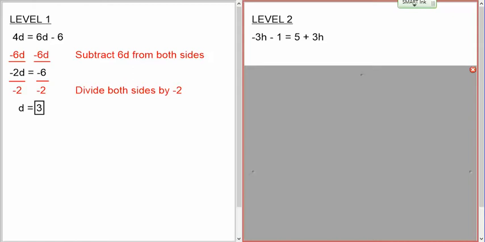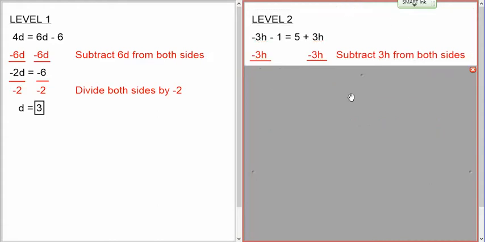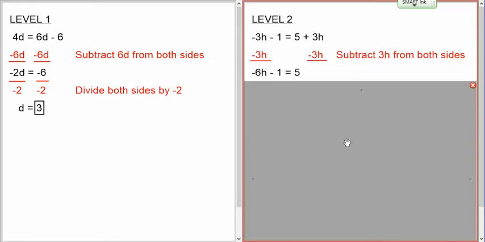Level 2. Now we've got variables on both sides. We also have constants on both sides. We call this negative 1 and this 5 constants. The way I've chosen to do this one is to subtract 3h from both sides. Subtract 3h from both sides. I did some editing and forgot to change that one word. So that'll give me this equation.